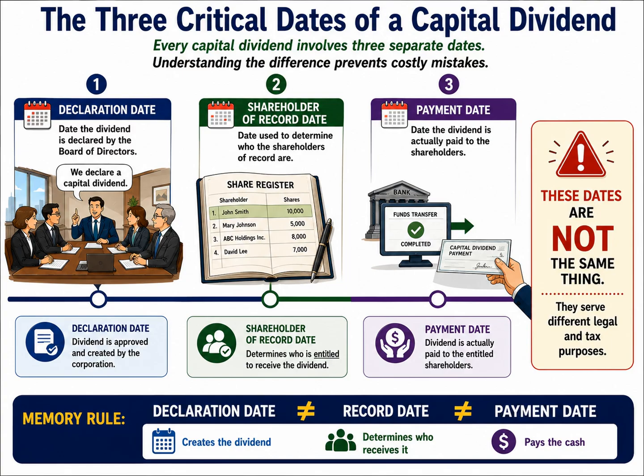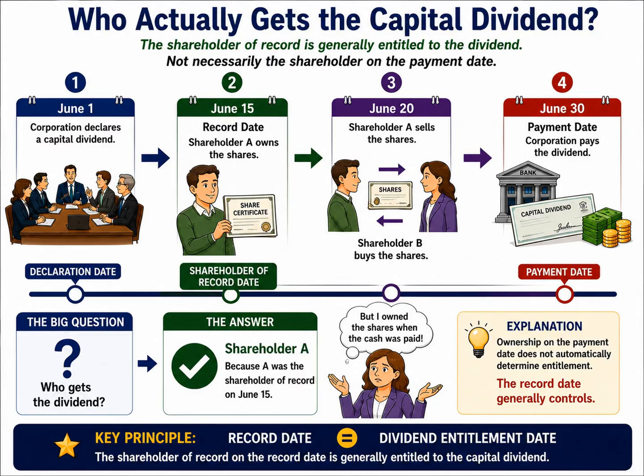In the next slide, we'll look at a real-world example involving a share sale between 2 shareholders and answer the practical question everyone asks. Who actually gets the capital dividend when ownership changes between the record date and the payment date? Now that we understand the 3 important dividend dates, let's answer the practical question that often arises when shares change hands. Who actually receives the capital dividend?